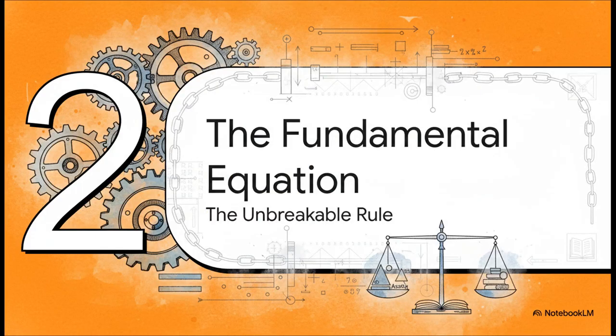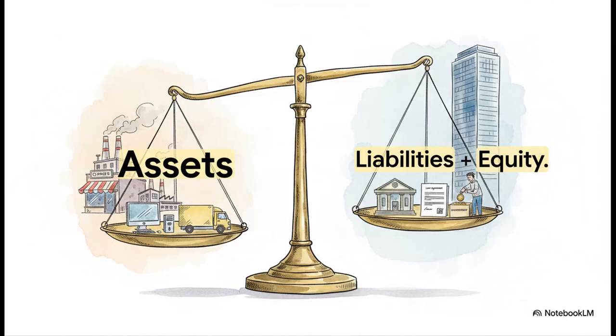All right, now let's talk about the engine that makes this whole thing work. There's this one simple, unbreakable rule. It's like the law of gravity for accounting. And here it is. Assets equals liabilities plus equity. That's it. Every single balance sheet on the planet, I don't care if it's for a tiny corner store or a massive global company, is built on this one elegant equation. All it's really saying is that everything a company owns had to be paid for somehow, right? It was either paid for by borrowing money or by using the owner's own cash.